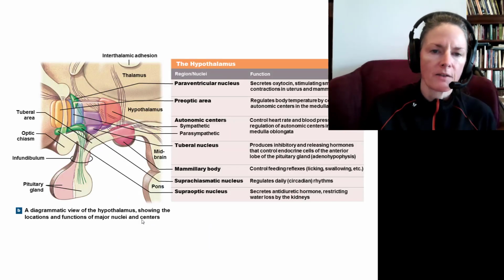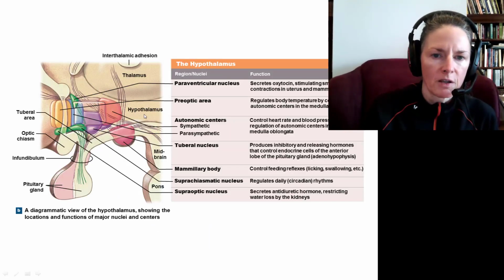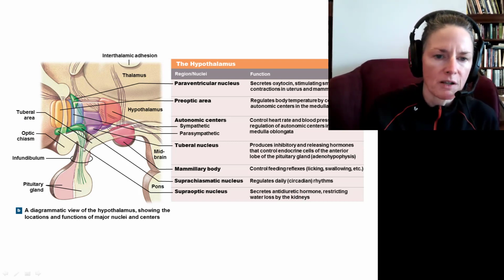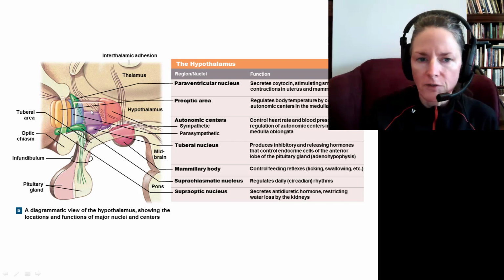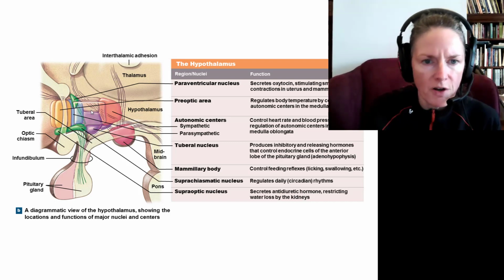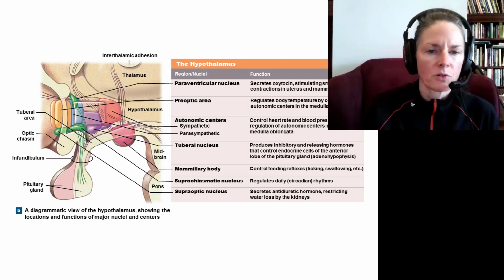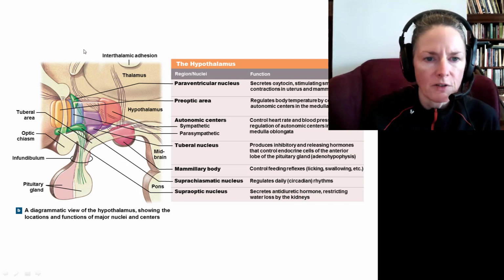Now let's look at the hypothalamus, its relationship to the thalamus, and the pituitary gland. The hypothalamus sits under the thalamus, and we have several gray matter nuclei that are involved in endocrine functions, autonomic functions, emotional states, and so forth. Well, let's have a look.